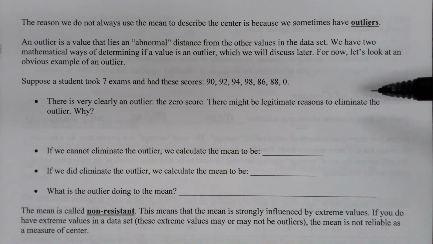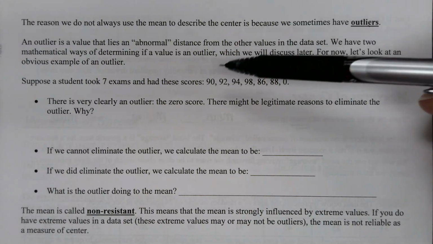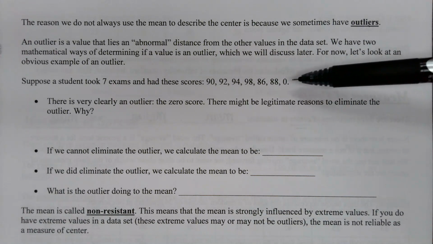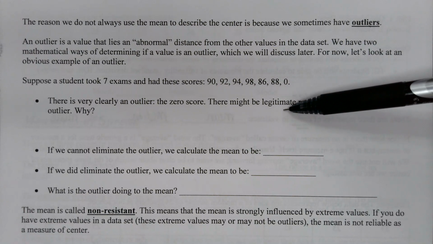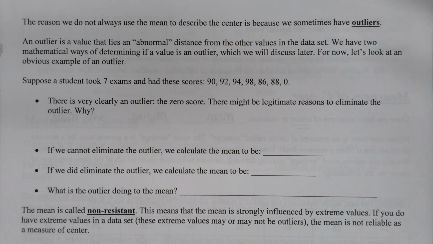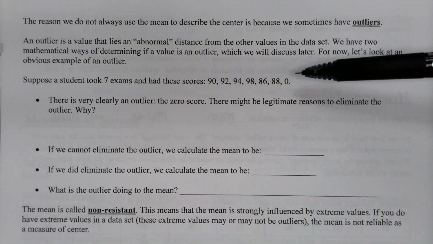Looking at our student scores here, we have 7 exam scores where we have 90s and 80s, and then we have the 0. Way below average, way outside the normal. When we're looking at this 0, there could be possibilities as to why we have an outlier and why we might eliminate it. Maybe there's a missing grade because you were sick, or you didn't have enough time in class, or the teacher hasn't graded it yet. So maybe you just needed some extra time.